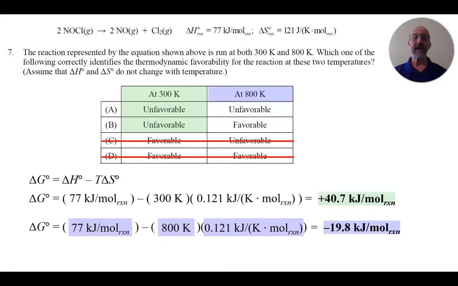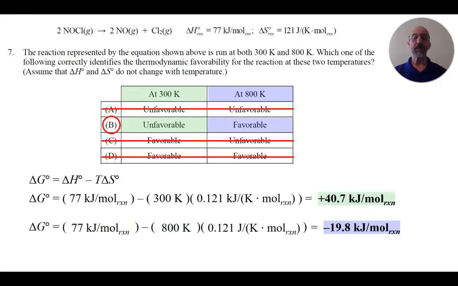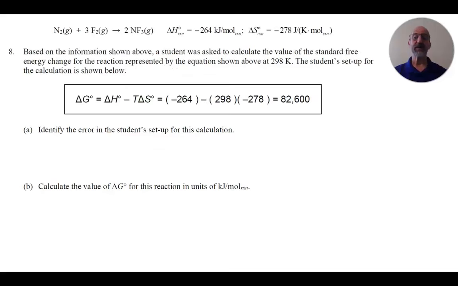So the correct answer to question 7 is choice B. Unfavorable with a positive delta G at 300 Kelvin, favorable with a negative value of delta G at 800 Kelvin. So for this situation, it's going to be favorable at this higher temperature, unfavorable at this lower temperature. So the correct answer to question 7 is choice B. Now let's move on to question 8.